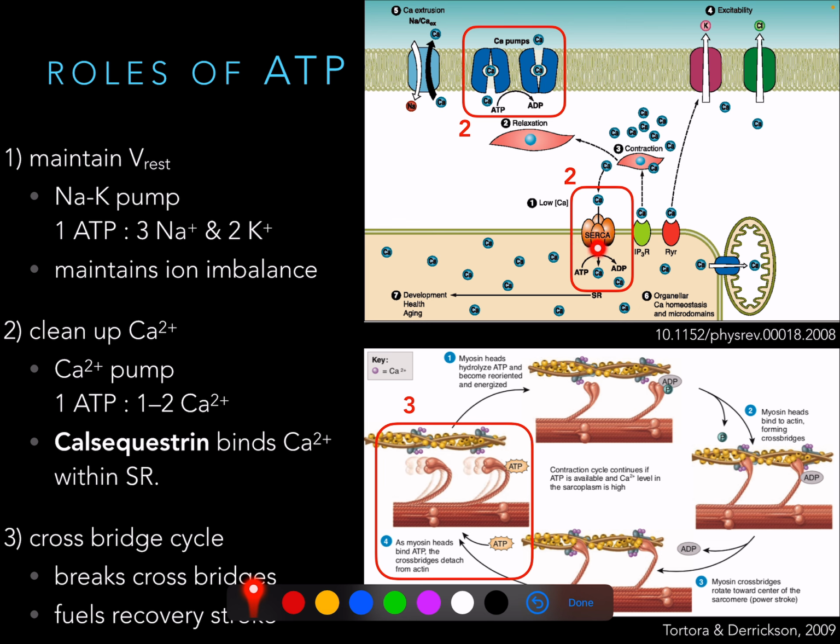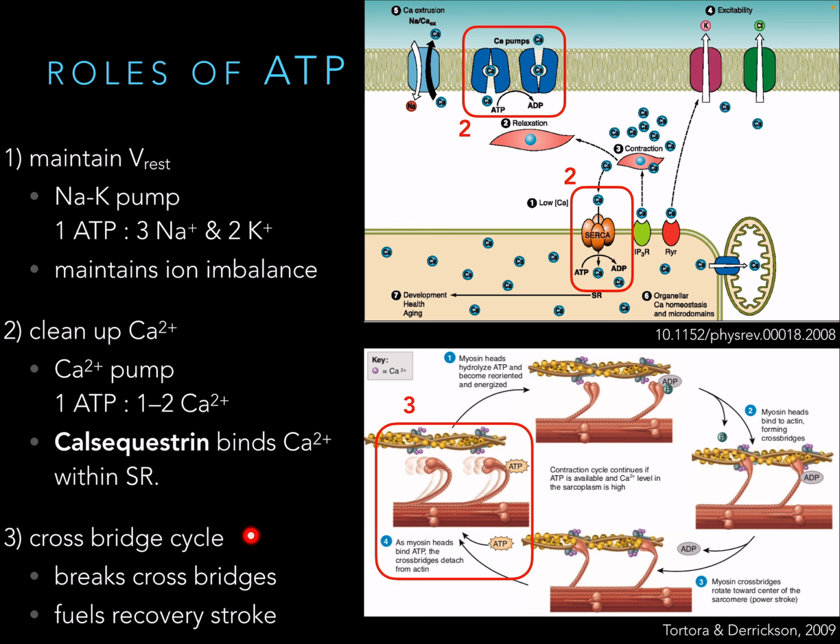So SERCA here, smooth endoplasmic reticulum calcium ATPase. I burn an ATP, I move calcium into the smooth endoplasmic reticulum, called the sarcoplasmic reticulum in muscles. And there a protein called calsequestrin, name makes sense, binds to calcium and holds it within that sarcoplasmic reticulum. Okay, so ATP is there so I can rest and I can clean up calcium, and it's also there for the whole cross-bridge cycling that we just went through. ATP, when it binds to myosin here, breaks the cross-bridge. I then hydrolyze ATP for the recovery stroke.